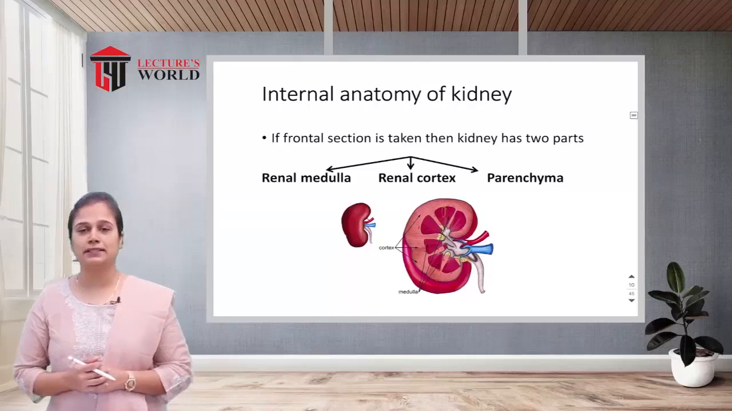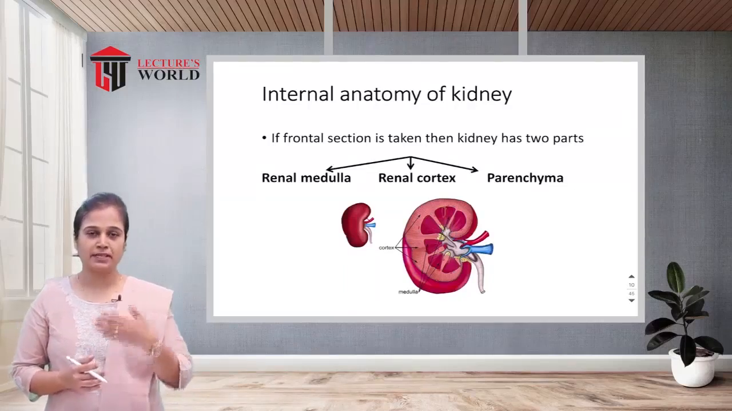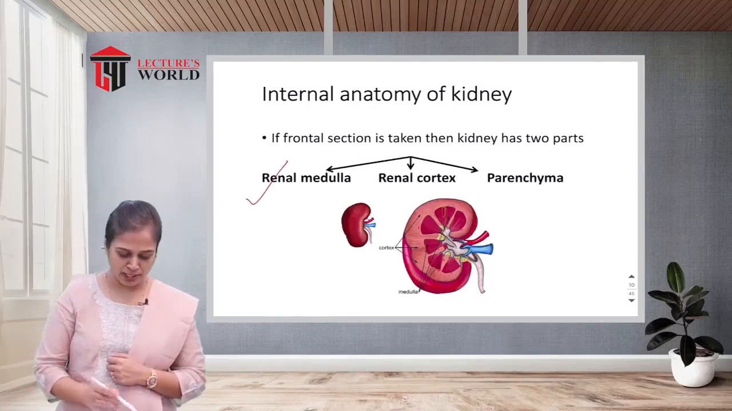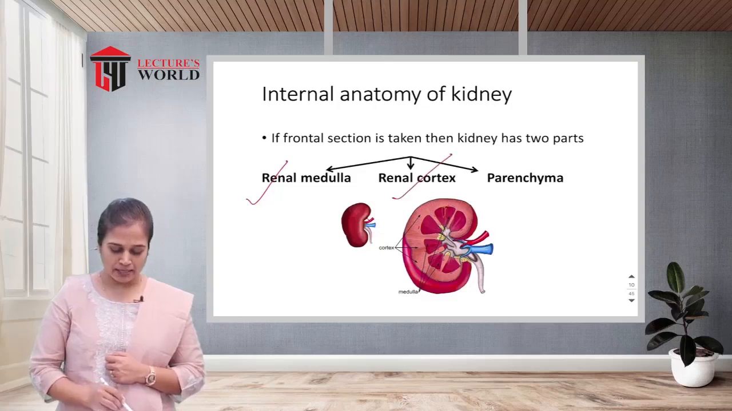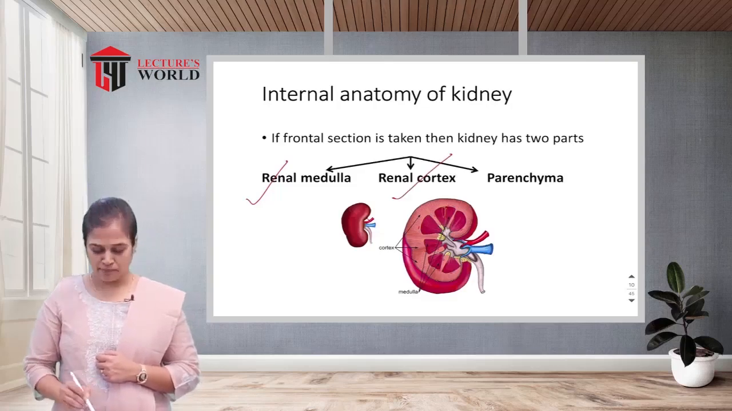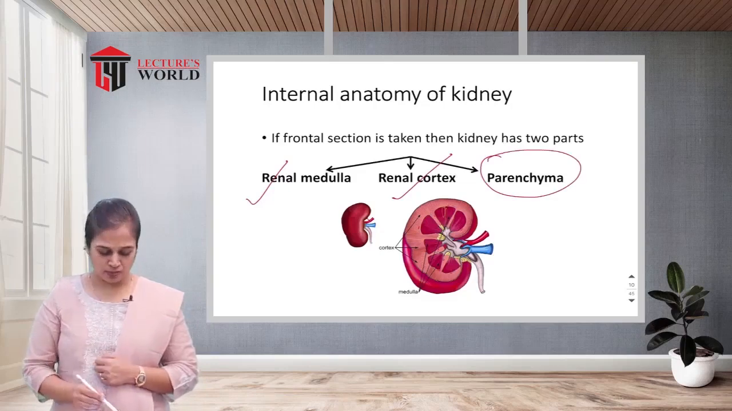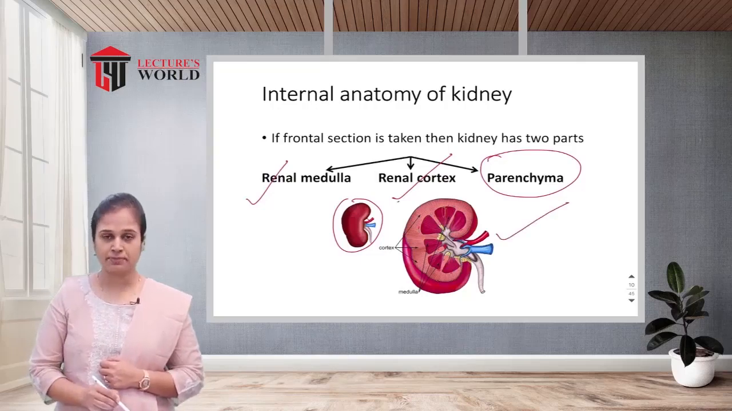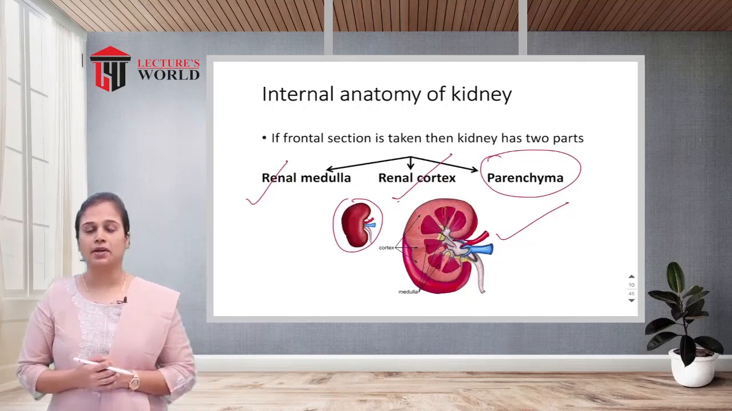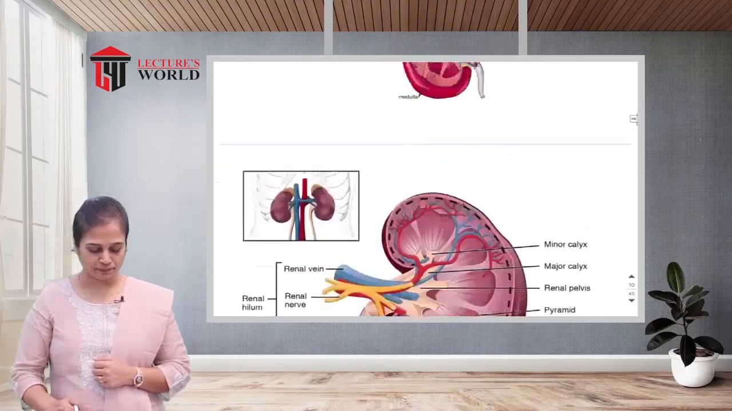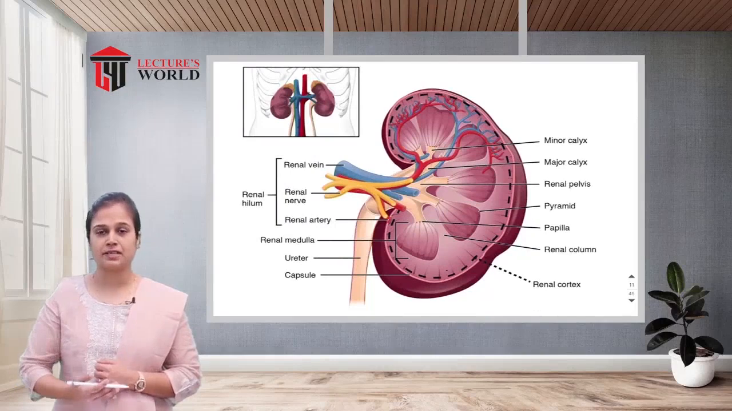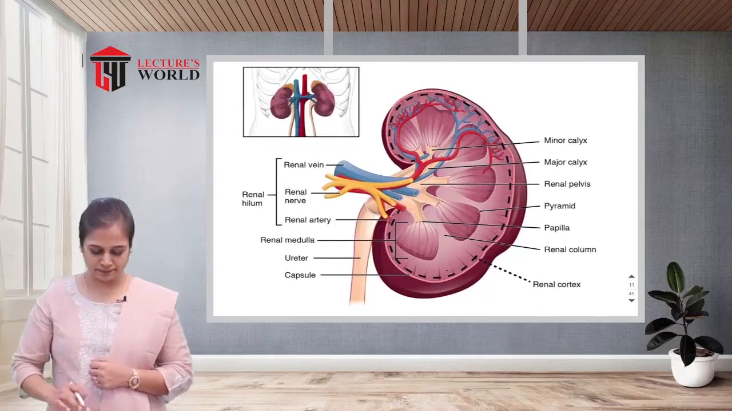Moving on to the internal anatomy of the kidney, if we take a frontal section of the kidney, there are basically two parts: the renal medulla and the renal cortex. The renal medulla and renal cortex make up the renal parenchyma. So this is the kidney, and if we take this section, internally the kidney looks like this. In this you can see the section, how a kidney looks when a section is taken.